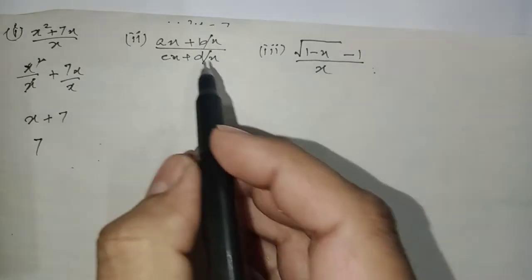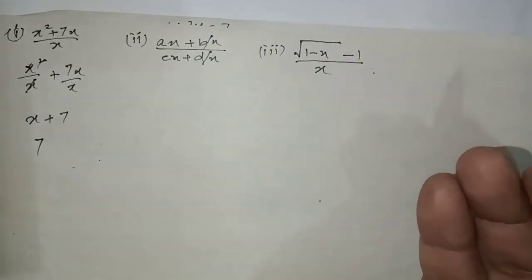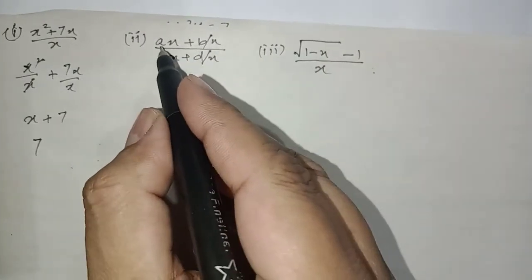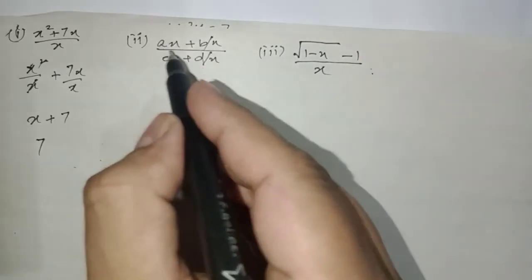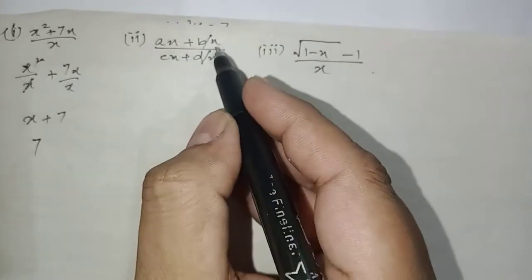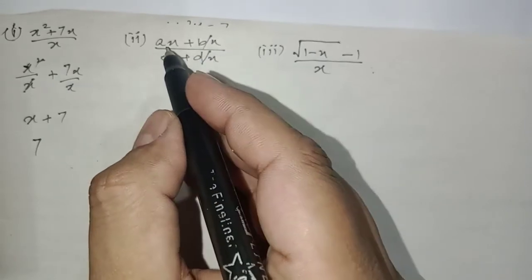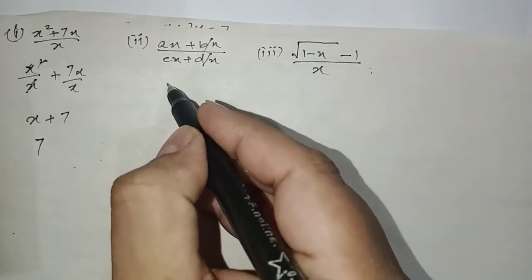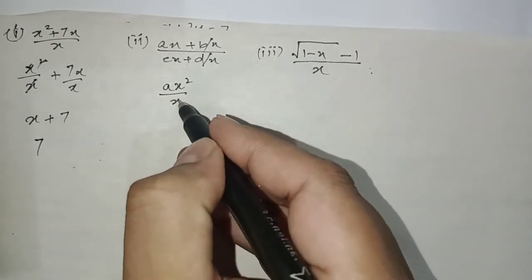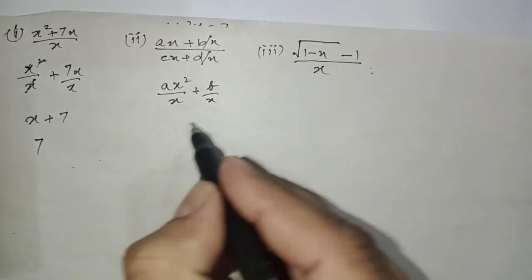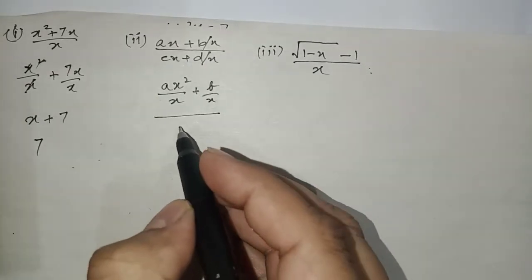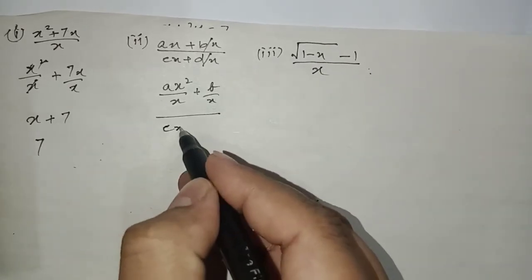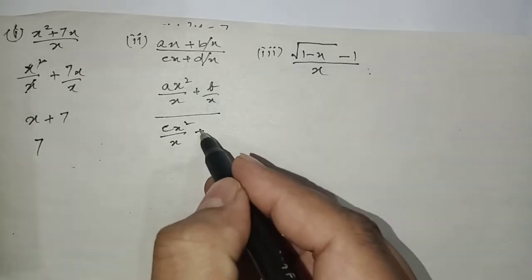Again, if you directly apply the limit 0 over there, it is not possible to solve. So you will solve the numerator separately and the denominator separately. When you multiply the first number ax by x upon x, the result will be ax square upon x plus b upon x. Likewise, the denominator cx can also be multiplied by x upon x, so you will get cx square upon x plus d upon x.